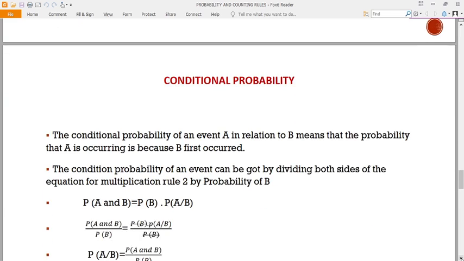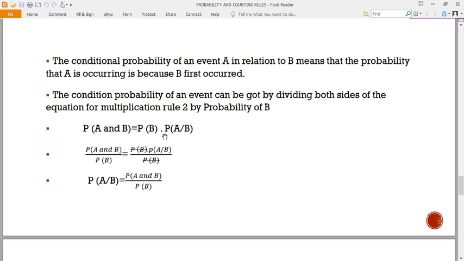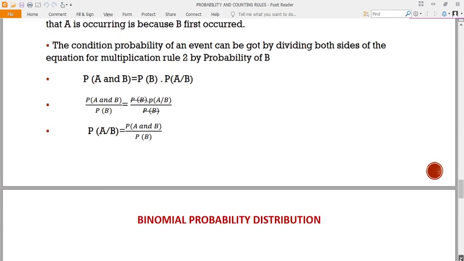So conditional probability of an event means that an event happened because another event happened first. The conditional probability of an event can be got from the formula from the multiplicative rule of dependent events, which was this. So we simply make P(A given B), given that A happened first, the subject of the formula, and there we shall be able to calculate the conditional probability.